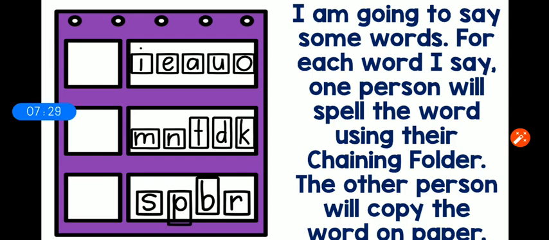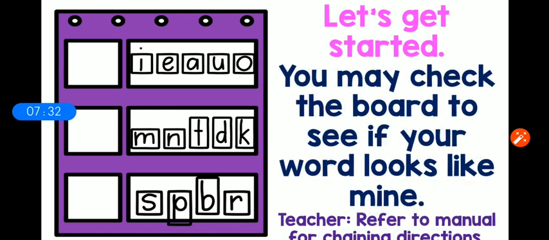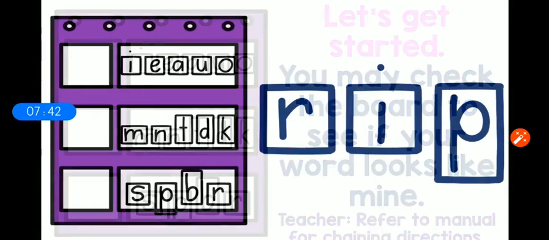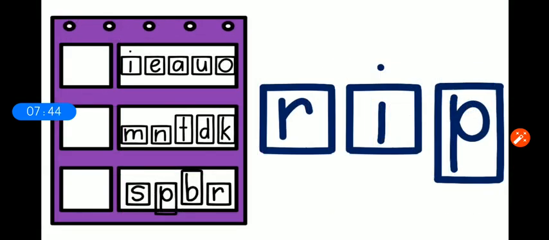Okay, now let's get started. You may check the board to see if your word looks like mine. Go ahead and check. Beautiful. Now, the first word for you today is rip. Rip. Now, check if you're going to see letter R, letter I, and letter P on my board. Beautiful. Is it also on your chaining folder?